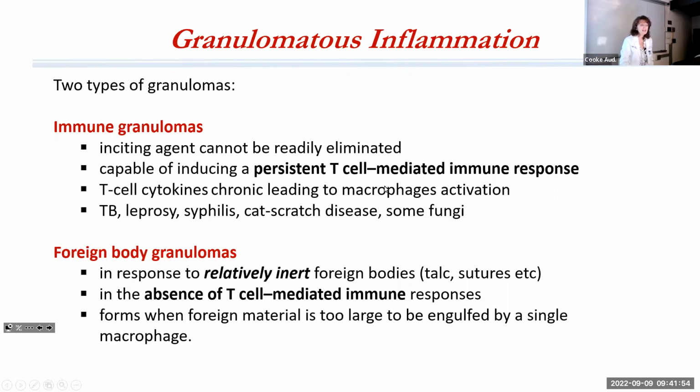In cases of immune granulomas, the inciting agent cannot be readily eliminated. They are capable of inducing a persistent T-cell mediated immune response, with T-cell cytokines leading to chronic macrophage activation. The classical and most important examples that you have to remember are TB, leprosy, syphilis, cat scratch disease, some fungi. It's really easy to remember if you think that the agent cannot be readily eliminated.